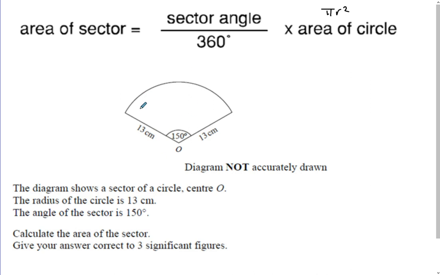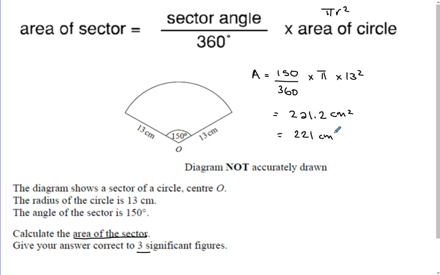Okay, so we've got that sector there. So the area is the sector angle, which is 150, divided by 360 times pi times r squared. So you've got 13 squared, and you get 221.2 centimeters squared. They wanted 3 significant figures, so we'll have 221 centimeters squared. Nice simple one, wasn't it?